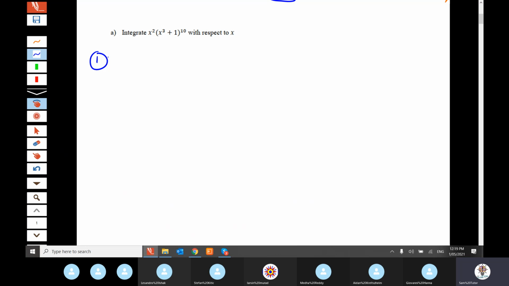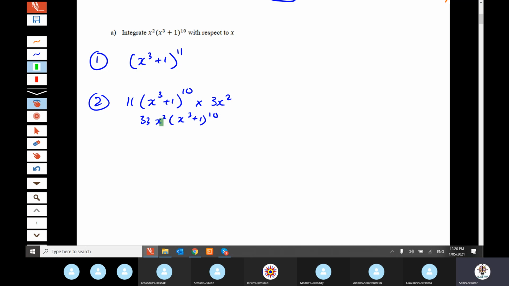x cubed plus 1 to the power of 11. Take a guess. He's saying power of 11. Then we're going to differentiate that. It becomes 11 times (x cubed plus 1) to the power of 10 times, differentiate the inside, 3x squared. Then that becomes 33x squared. Not a bad guess, right? He was pretty close. The only difference is his guess gave us an extra 33.